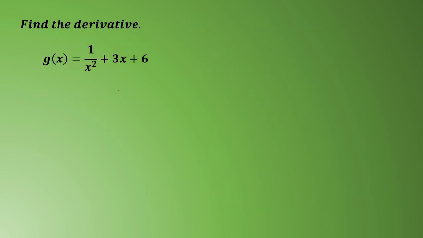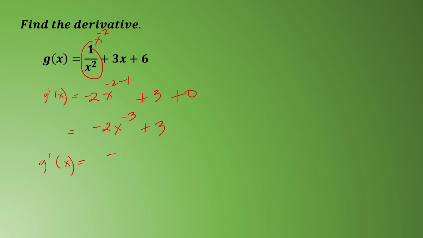Find the derivative. So remember, for this term, we can write this as x raised to -2. So to get the derivative by power rule, we have -2 x raised to -2 minus 1. And the derivative of 3x would be plus 3. And the derivative of 6 is 0. So let us simplify. This would be -2x raised to -3 plus 3. And therefore, g prime of x would be -2 over x cubed plus 3.